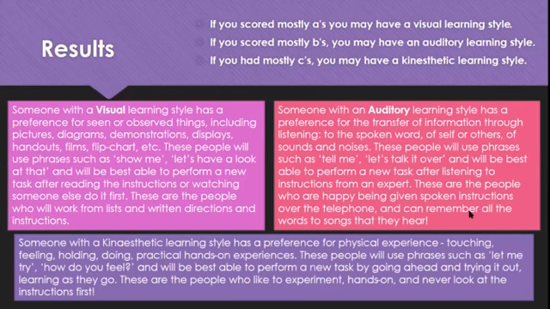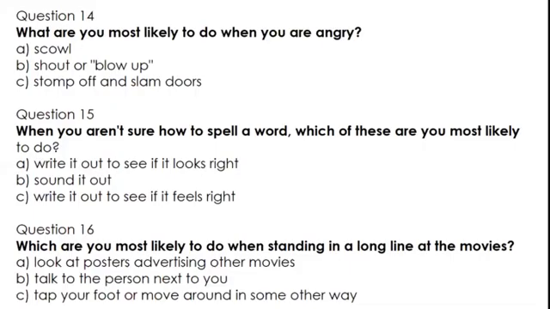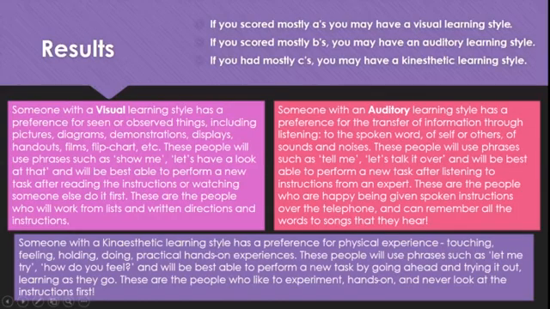So these people will use such phrases as, let me try, how do you feel, and will be best able to perform a new task by going ahead and trying it out, learning as they go. They are the people who like experiments, they like hands-on, and they never look at the instructions first. So if they need to do something, if they need to deal with a piece of equipment, they never look at the instruction. They just prefer to take something in their hands, look at it, and try to understand how it works with their own brain, with their own experiences.